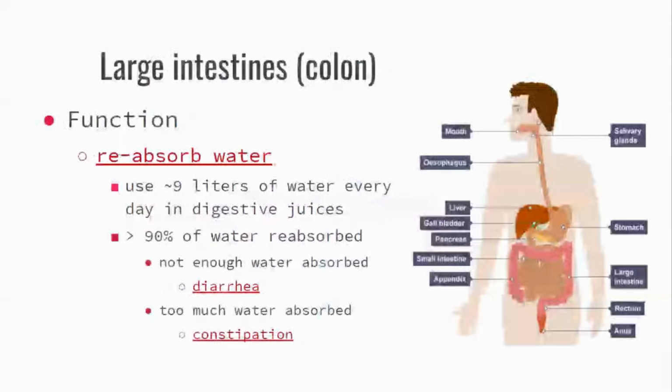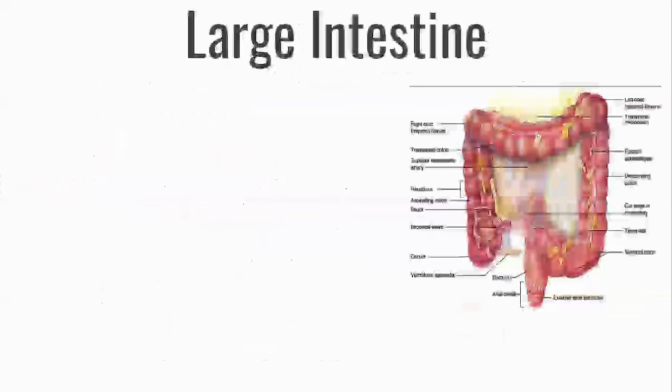The large intestine, also known as the colon, its function is simply to reabsorb water. We use 9 liters of water every day in digestive juices. More than 90% of water is reabsorbed. Not enough water absorbed results in diarrhea. Too much water absorbed results in constipation.